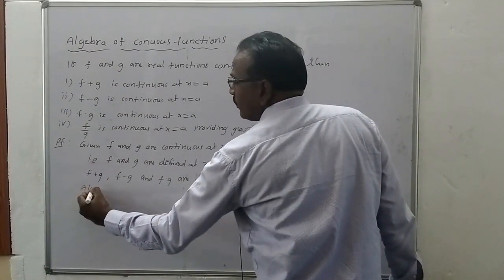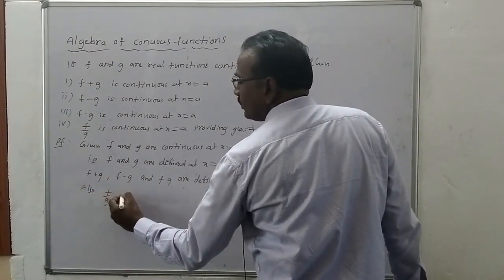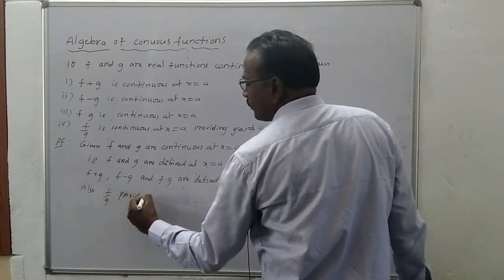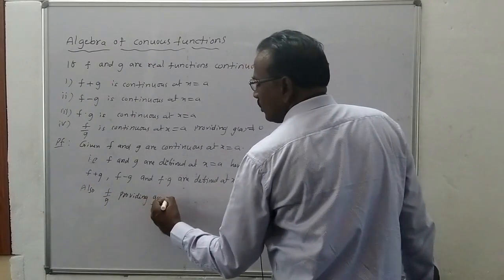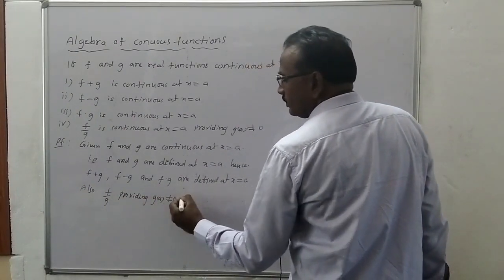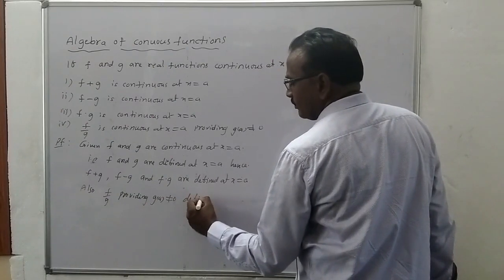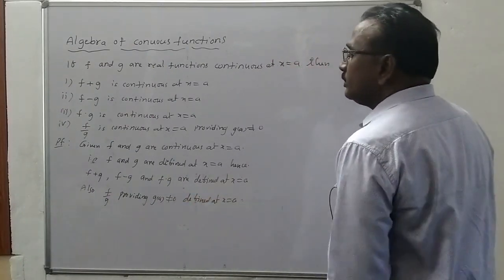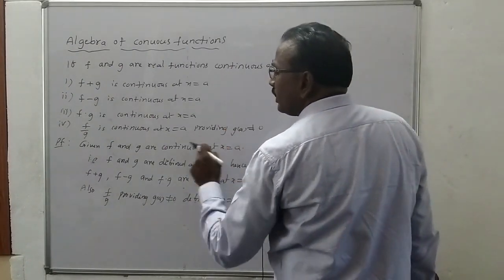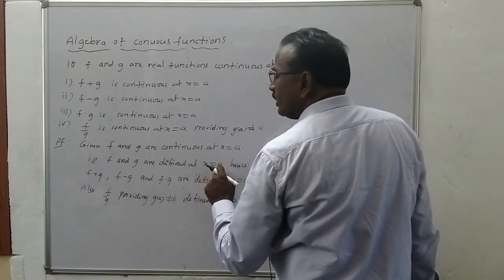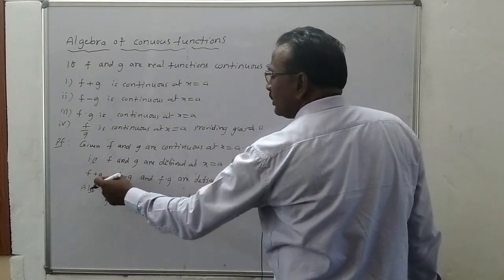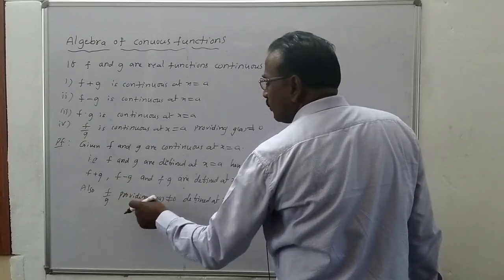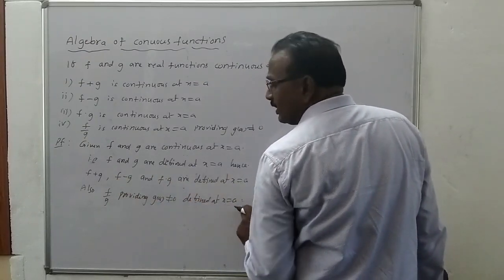Also f by g, providing g of a is not equal to 0, is defined at x is equal to a. So f and g are continuous at x is equal to a means f and g are defined at x is equal to a. So by algebra of continuous functions, f plus g, f minus g, f into g are also defined at x is equal to a. f by g providing g of a is not equal to 0 is also defined at x is equal to a.